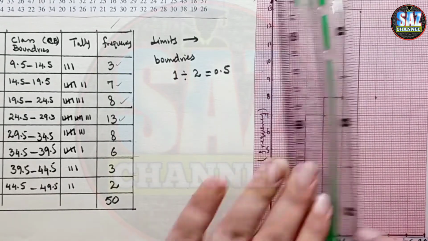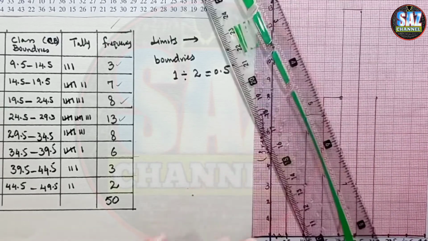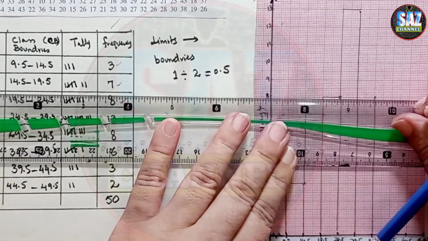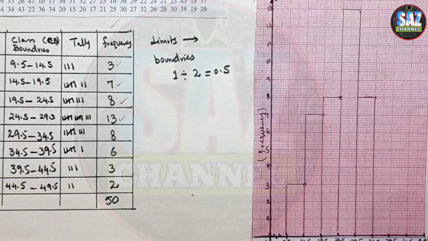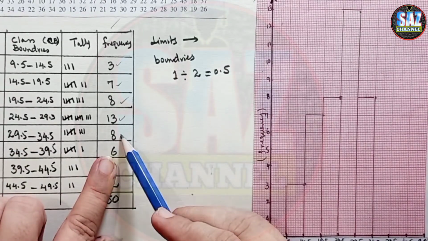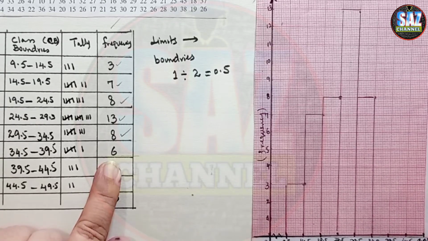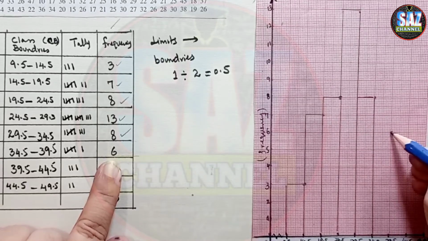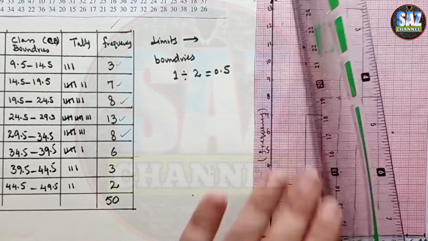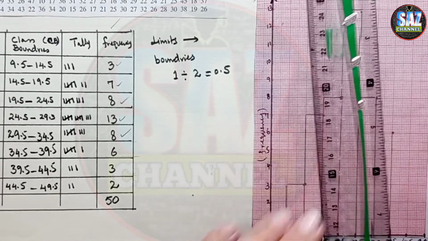You have to listen to my instructions carefully. All these lessons I'm specially making and designing for my O-level students, those who have to appear in their O-level examination on 29th of July. 34.5 to 39.5, this is 6, so I have to move in front of 6. These lessons I'm making on the special request of some of my students.